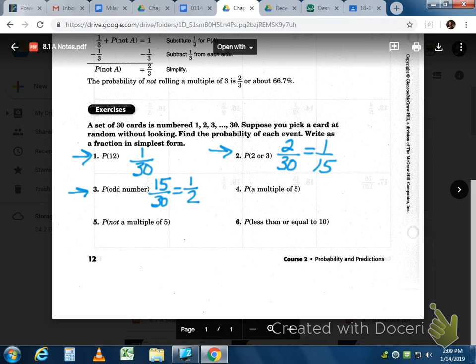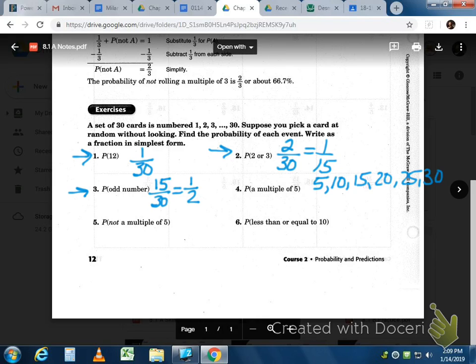A multiple of 5. So let's think about what multiples of 5 are. Reese, what's the first multiple of 5? 5. Give me the next one. 10, and then 15. Keep going. 20. 25. Okay, 30. Is there any more in that deck of cards? There's 5, 10, 15, 20, 25, 30. Is that it, on cards numbered 1 to 30?